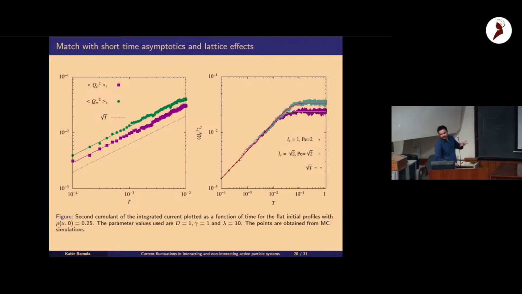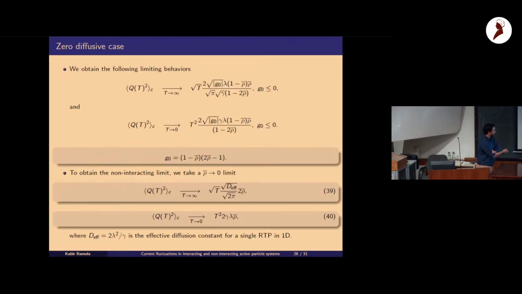Yeah, short time with respect to gamma inverse is one. Yes. Like also with respect to the gap divided by the velocity. Yeah, that's a good point. So there is a time scale which comes from this rho.